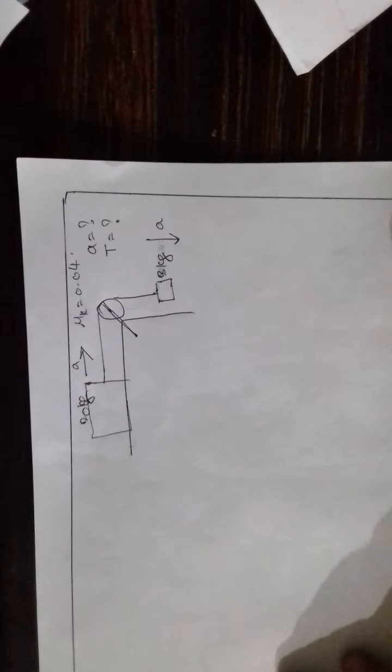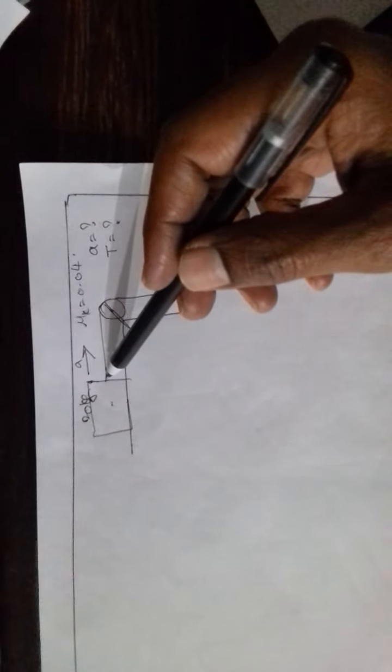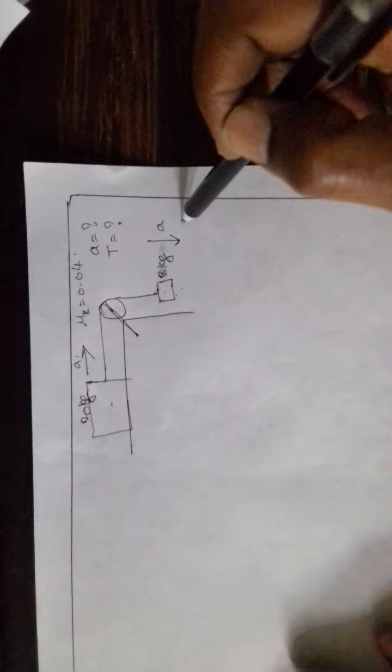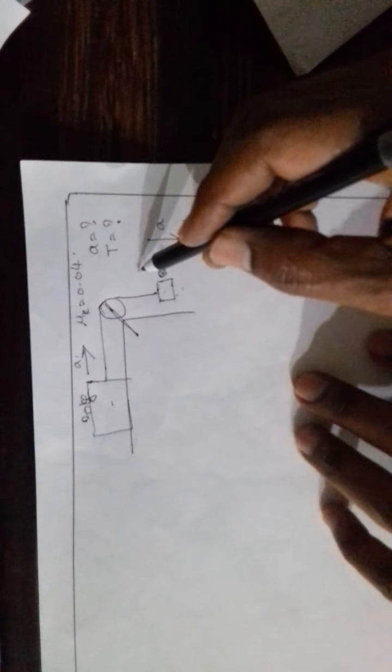So here the block is moving to the right-hand side with acceleration A, and this 3 kg mass is also moving down with the same acceleration, because the large block and the small block are both connected by a string. Therefore both will move with a common acceleration. Okay, now let us solve the problem using free body diagrams. First let us take this part.